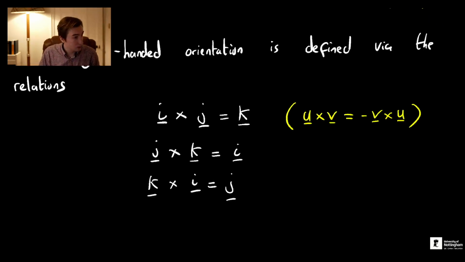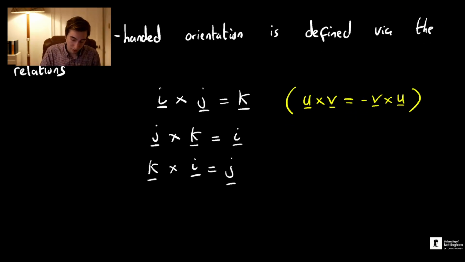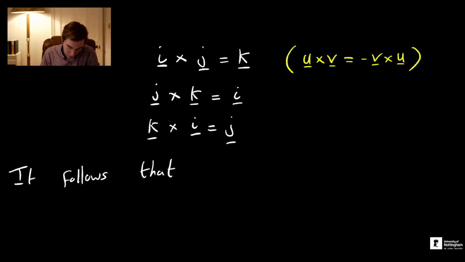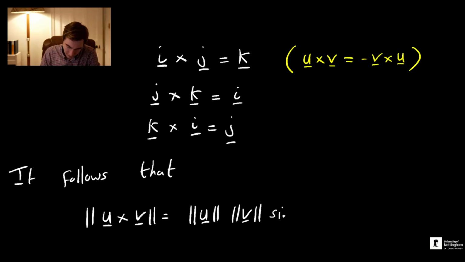Okay. And using the definition now of the cross product, or the vector product, it follows that, what happens when we take the norm of the cross product? Well, the norm of the cross product, or vector product, is simply going to be the norm of u times the norm of v times sine of theta.